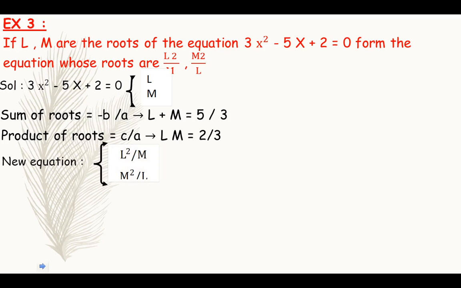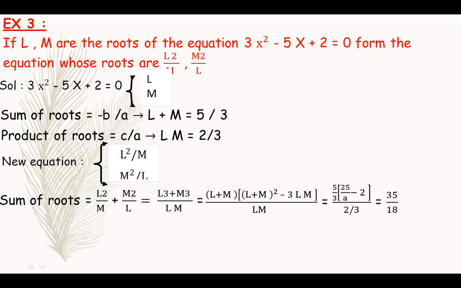So what about the new equation? The new equation has two roots. One of them is L power 2 over M and the other one is M power 2 over L. Again, sum and the product. Sum, L power of 2 over M plus M power of 2 over L. Cross multiplying, it will be LM and L power of 3 plus M power of 3. Again, one of the rules, we are going to replace by the small bracket L plus M, large bracket L plus M to the power of 2 minus 3LM over LM.